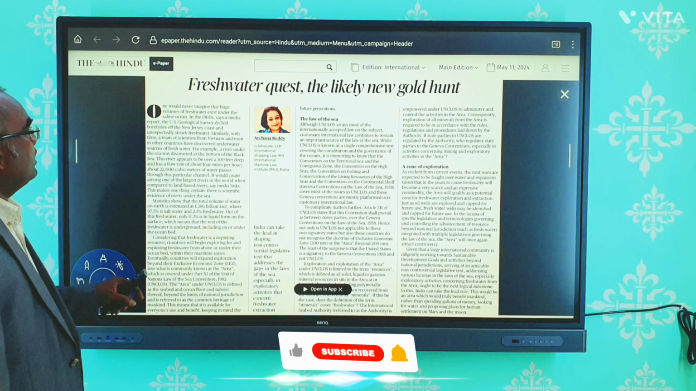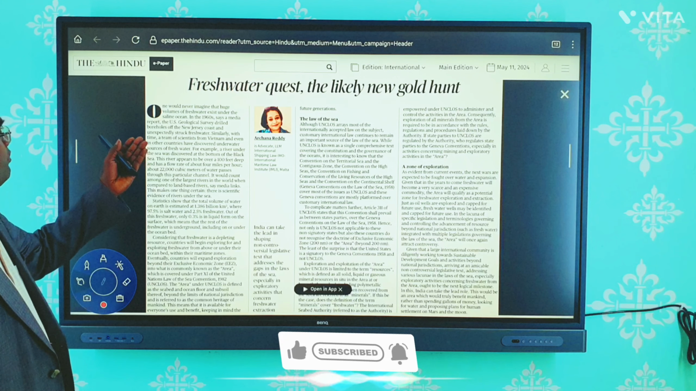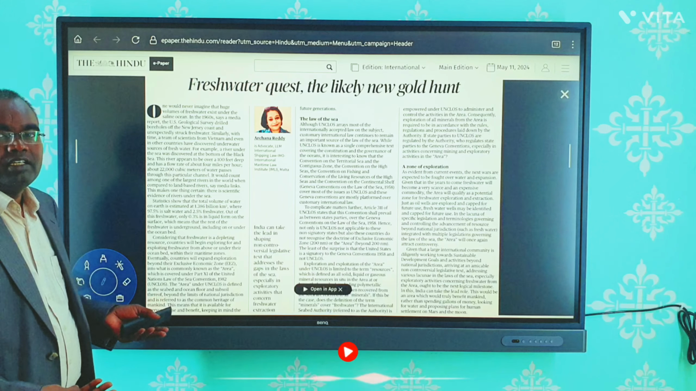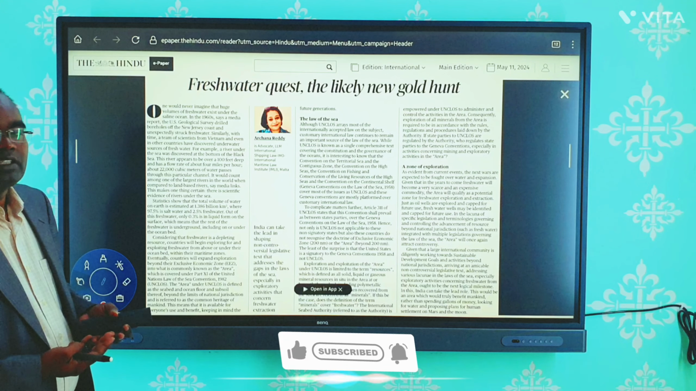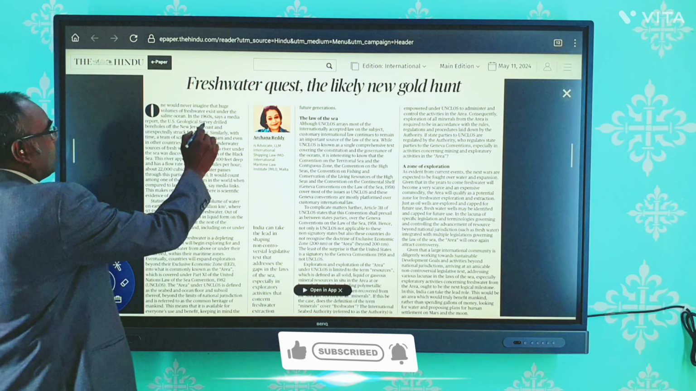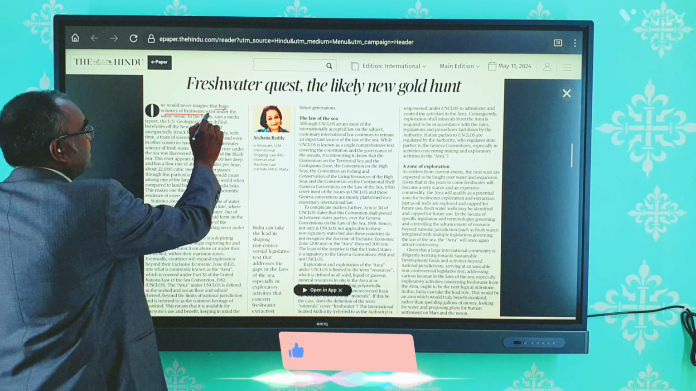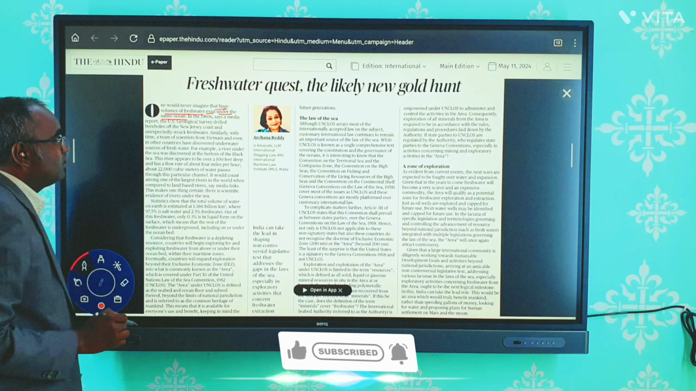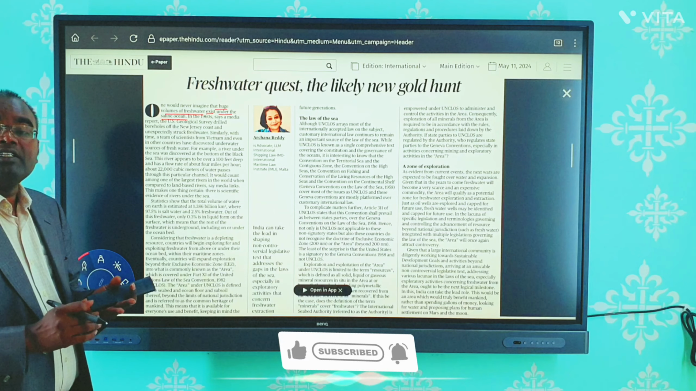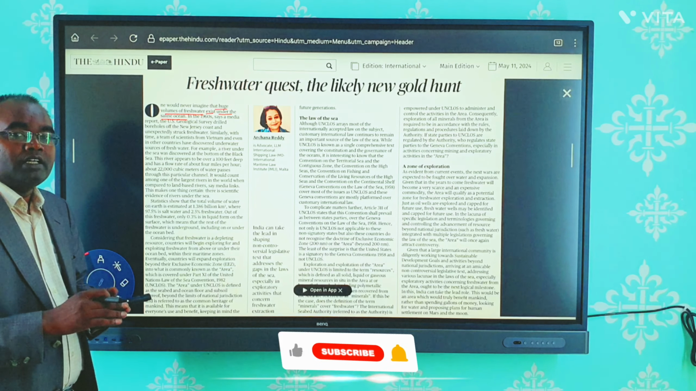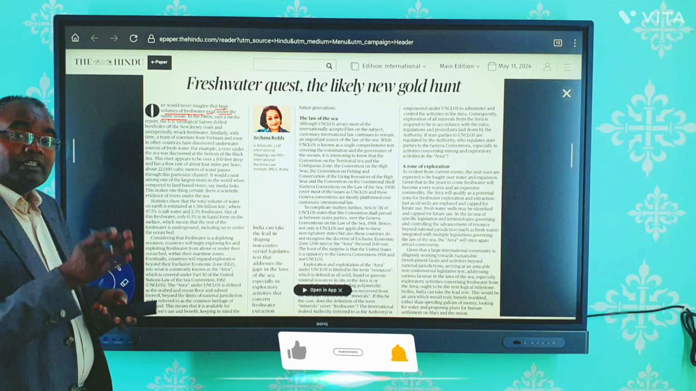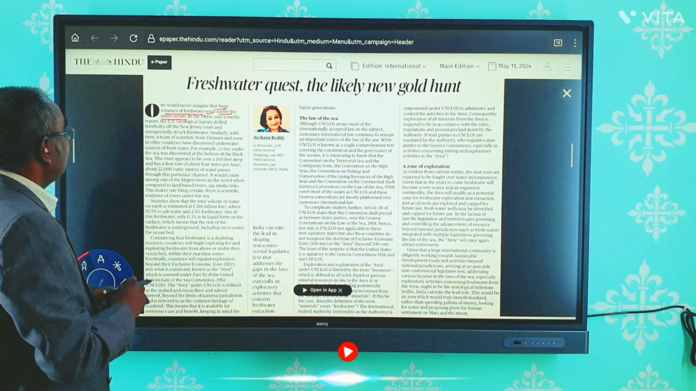This article by Archana Reddy talks about the freshwater quest, the likely new gold hunt. So I will discuss this article, and why it is so important to reserve fresh water for our future use. One would never imagine that huge volumes of fresh water exist under the saline ocean. You might be thinking that fresh water is found only in rivers, ponds, lakes, groundwater, glaciers and wetlands, but it is also found under the deep, saline ocean.